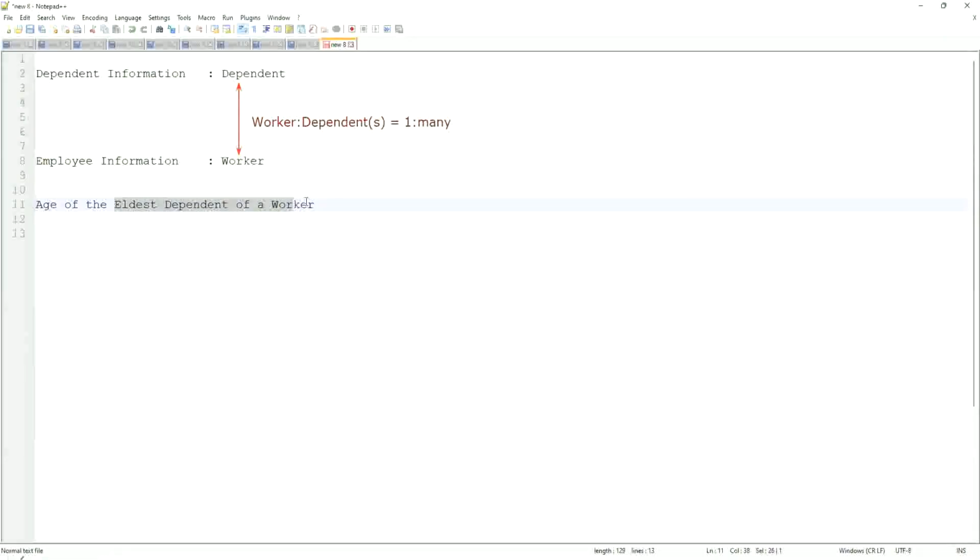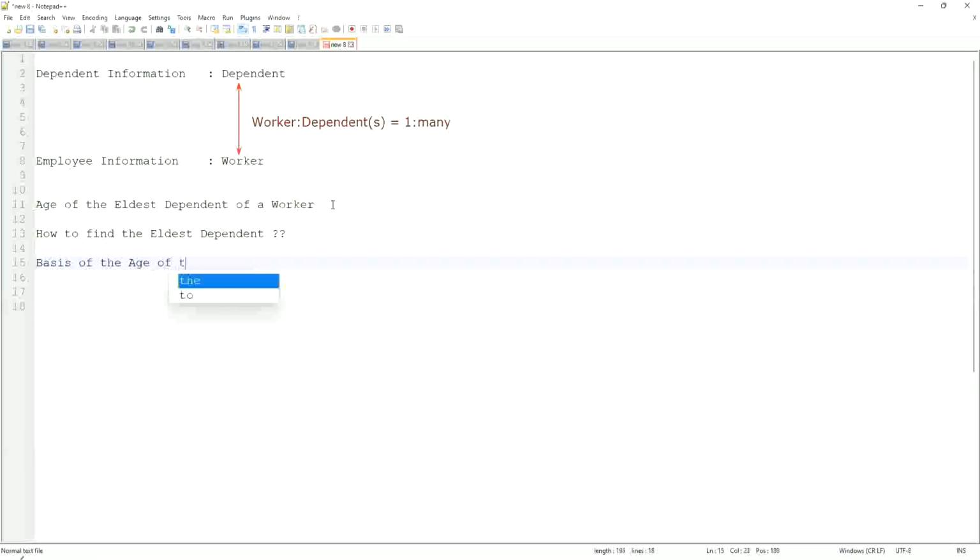Now eldest dependent. One worker may have many dependents. Now, when you have multiple dependents, how do you find the eldest dependent? Based on what? Based on the age. Based on the age of the dependent. If I say how to find the eldest dependent, first of all, we will find it on the basis of the age of the dependent. Correct. And then if I'm going to find the eldest, then what can I do? Can I sort it in some manner and then take one? Let's say you have the age like 10, 15, and 42.